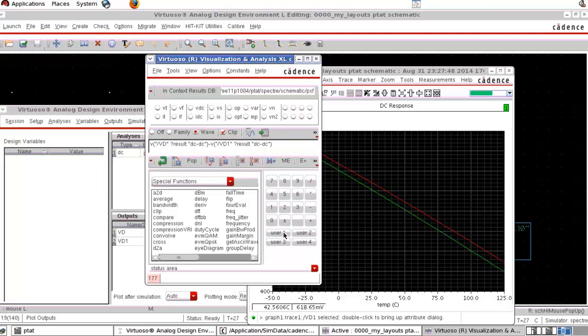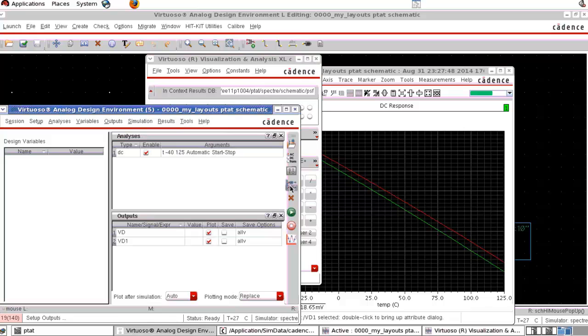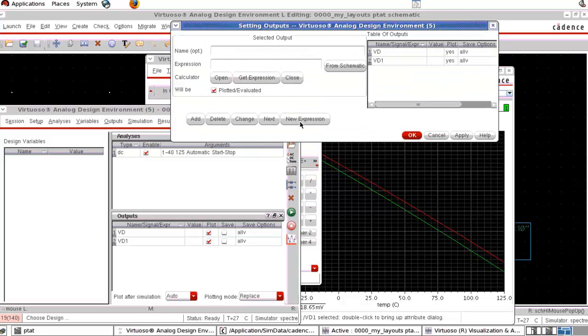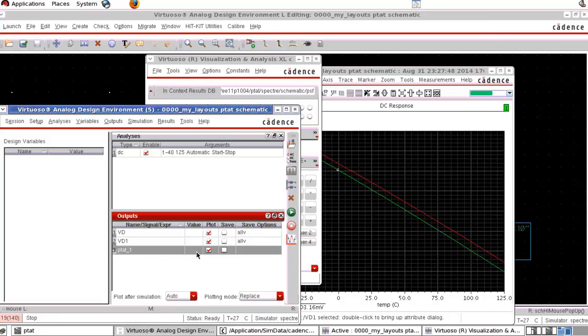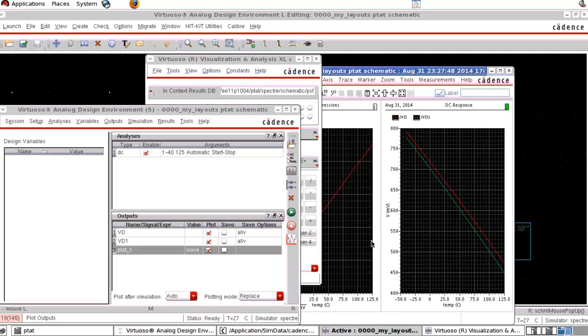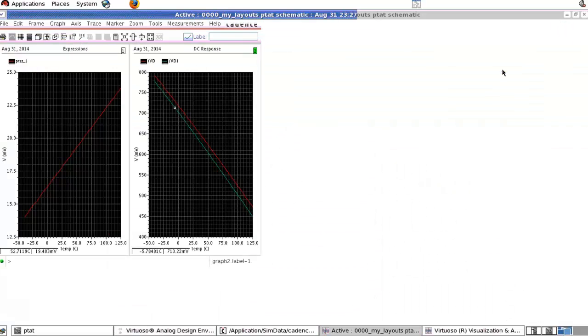So now we made an expression for VD minus VD1, and I am copying that expression here in the ADE. You can select new expression and you can paste the expression here. So I am naming it PTAT underscore 1. So in the name PTAT underscore 1, VD minus VD1 will be plotted. So I added that to the output. This appeared here, PTAT underscore 1. Now if you plot, see, your PTAT came here.